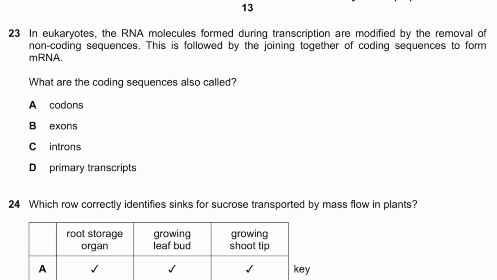D is my answer. In eukaryotes, the RNA molecules formed during transcription are modified by the removal of non-coding sequences. This is known as RNA splicing. It happens right after transcription. This is followed by the joining together of coding sequences to form mRNA. Okay, fantastic. So what are these coding sequences called? Well, the parts that are cut out are called introns, and these are the non-coding sequences. The coding sequences are called exons. So this will be the answer.